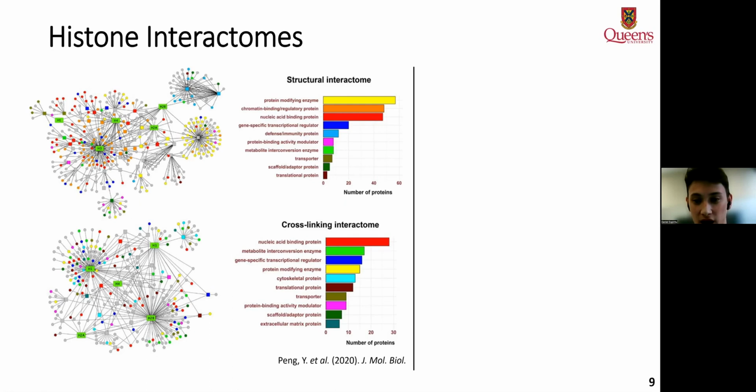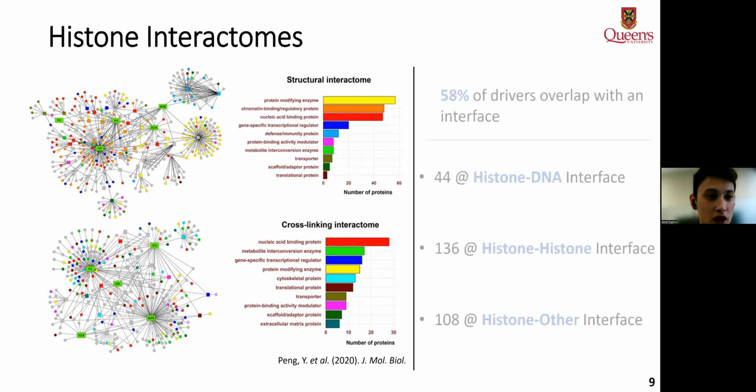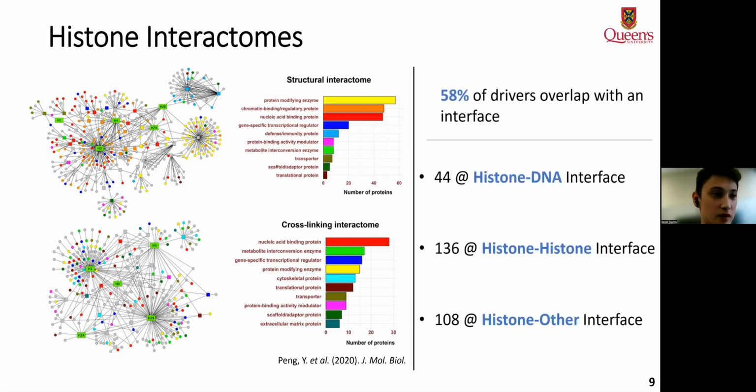And so by combining these with our MUTAGENE predictions, we've been able to see that about 58% of the mutations we predicted as drivers overlap with an interface. We have about 44 overlapping at histone-DNA interfaces, 136 overlapping at histone-histone interfaces, and 108 overlapping at histone-other interfaces, other being a category that includes any biomolecule that is not DNA or another histone protein.